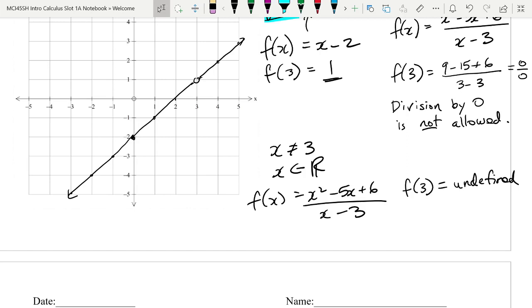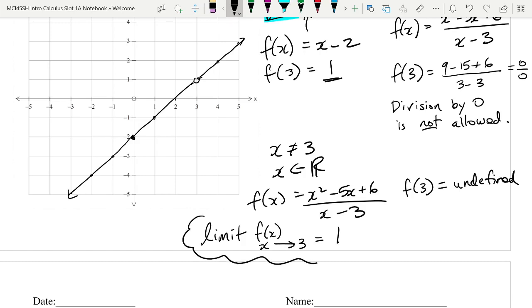The limit of the function f of x as x approaches 3 is actually 1. And that, you can put a little circle around it or highlight it or do whatever you want, because that's an important statement. And what do I mean by the limit? Well, it's kind of like saying 0.9 repeating is really just 1.